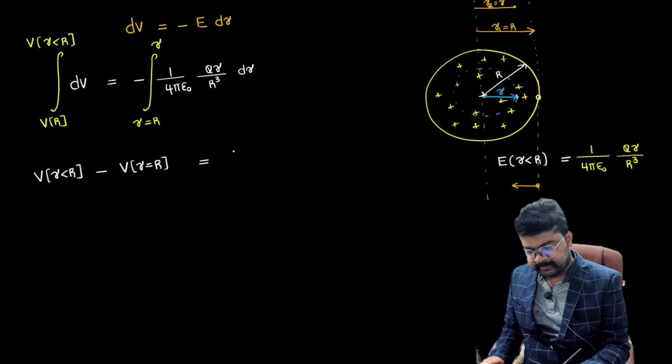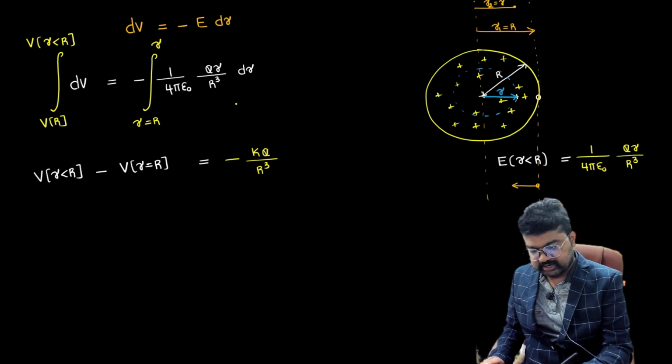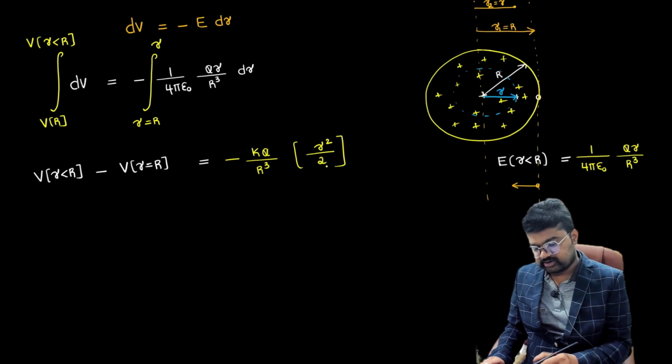Here minus, we can write this as k, KQ/R3 by r cube. Here integration of r is nothing but r square by 2 you will be getting. R square by 2.